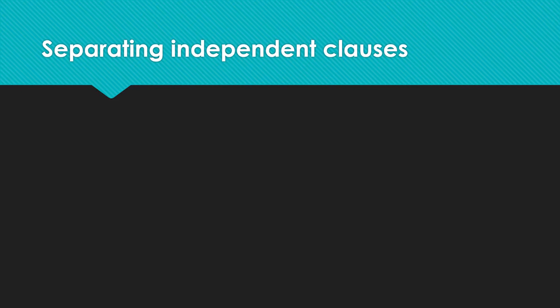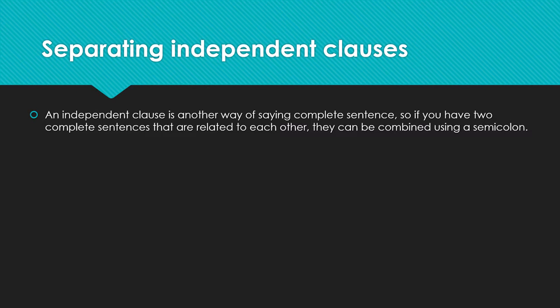If you need more information on what an independent clause is, check out our handout or other resources through our website. In short, an independent clause is another way of saying complete sentence. So if you have two complete sentences that are related to each other, they can be combined using a semicolon. Here's an example of an appropriate use of a semicolon to separate two independent clauses.